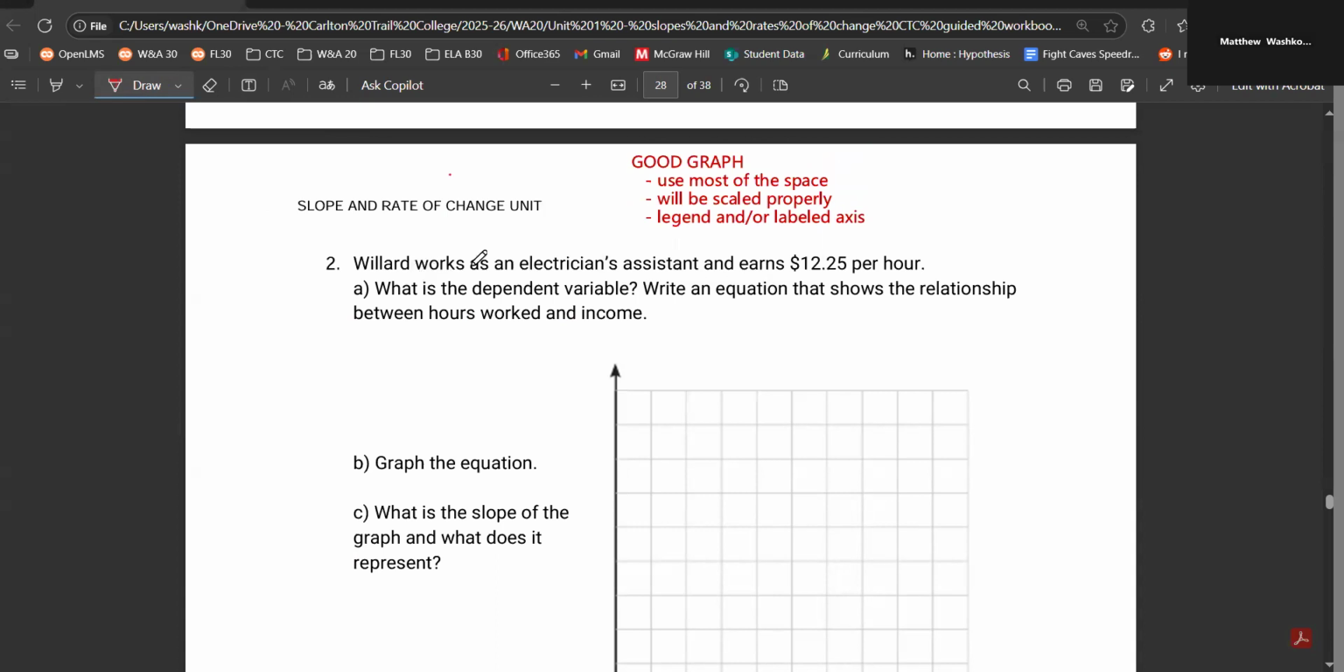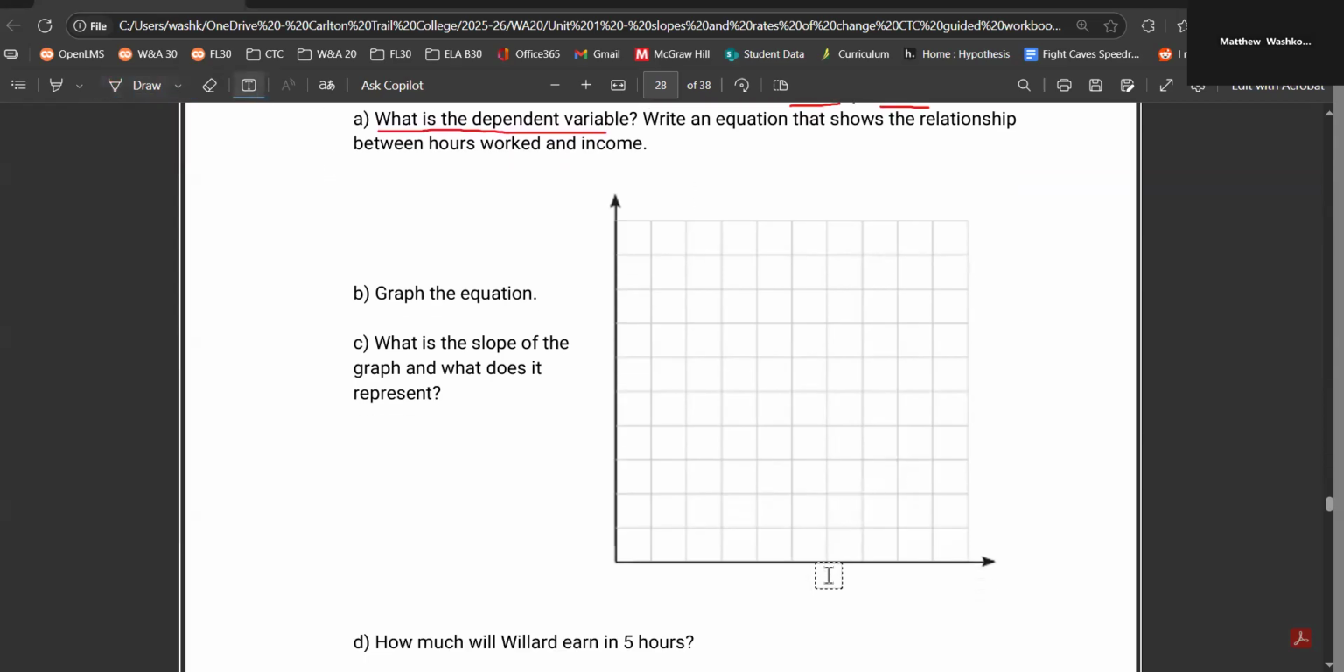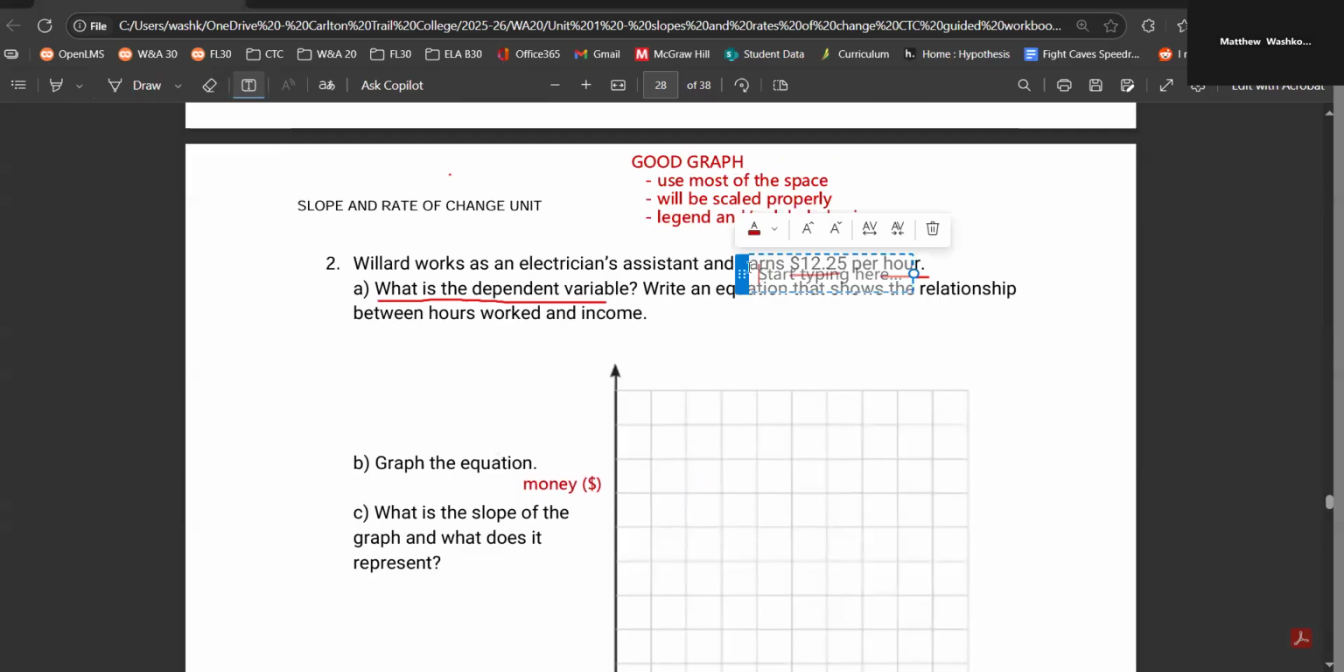So let's read the question now. Williard works in electricity assistance and he works $12.25 per hour. So what's the dependent variable? What are our two variables here? Let's think about money and time. Time is always our independent variable. So time in hours, H. Time is always your independent variable, which must mean that how much money I make is my dependent variable. So that's the first thing I've done.